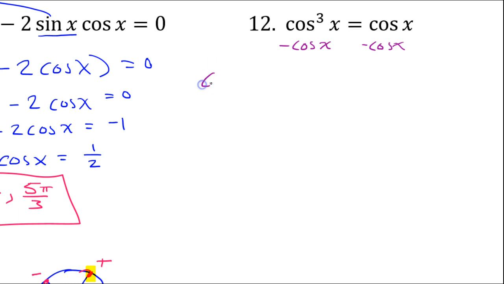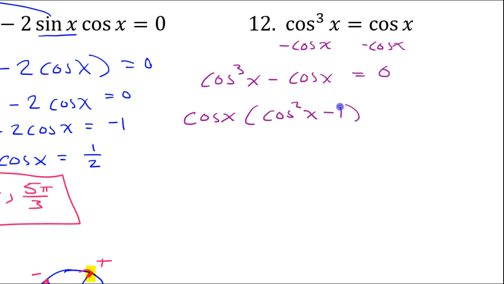That leaves me with cosine cubed x minus cosine x is equal to 0. Let's do the GCF. I see the common cosine, so taking out cosine x leaves me with cosine squared x minus 1. Now I will do my zero product property. So cosine x is equal to 0, or cosine squared x minus 1 is equal to 0.